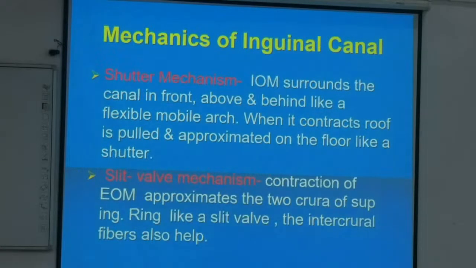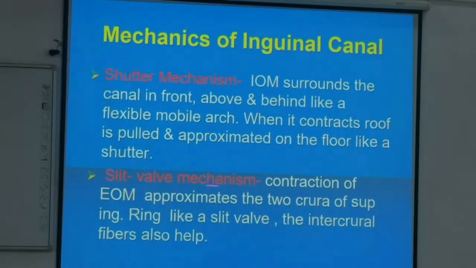Okay. Next is shutter mechanism. Internal oblique muscle surrounds the canal in front, above and behind like a flexible mobile arch, forming the arch. Okay, internal oblique along with the transversus abdominis. And when it contracts, roof is pulled and approximated on the floor like a shutter. That is shutter mechanism. Okay.